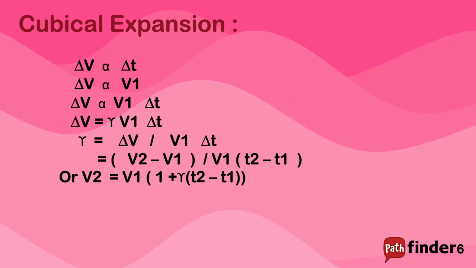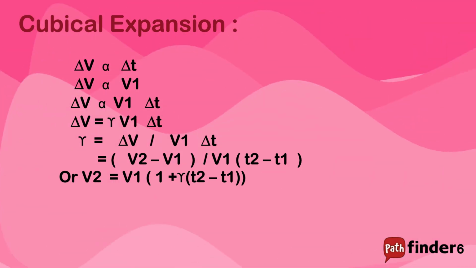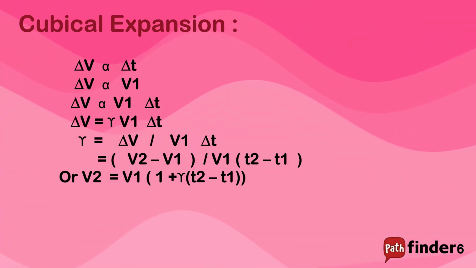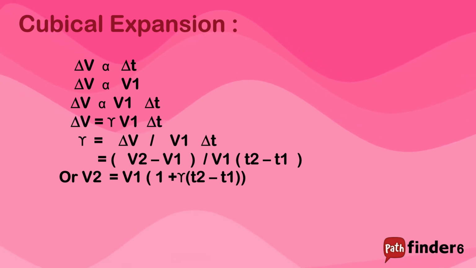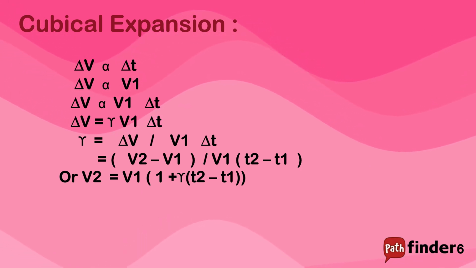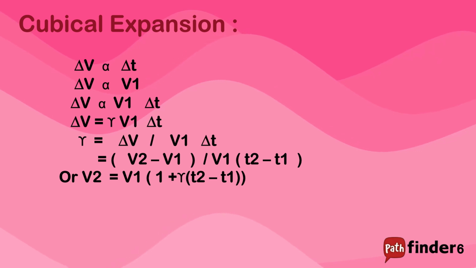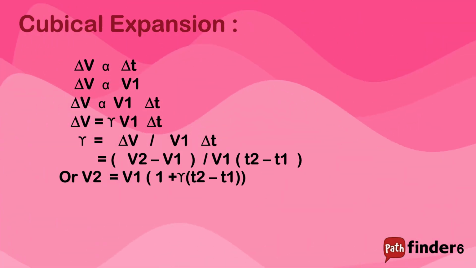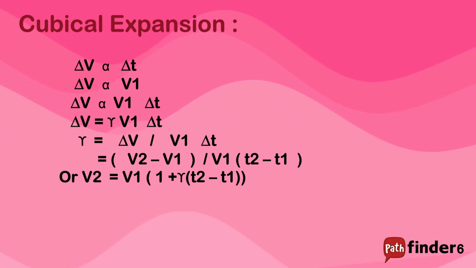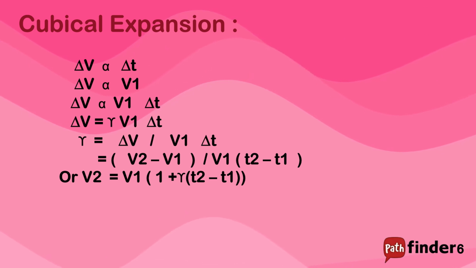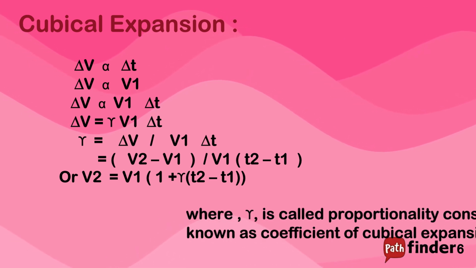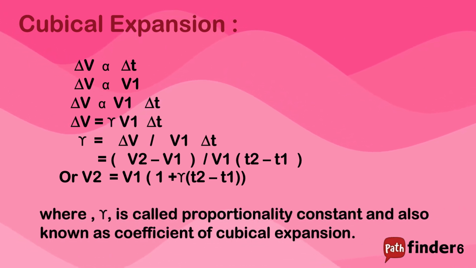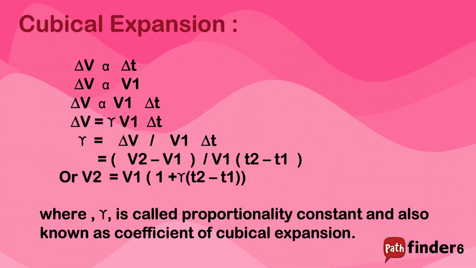To make it equal we will bring a constant. So delta V is equal to V1 gamma delta T, and here gamma is equal to change in volume by original volume into change in temperature. This can be written as gamma equal to V2 minus V1 by V1 into T2 minus T1, or V2 is equal to V1 into 1 plus gamma into T2 minus T1, where gamma is called proportionality constant and also known as coefficient of cubical expansion.